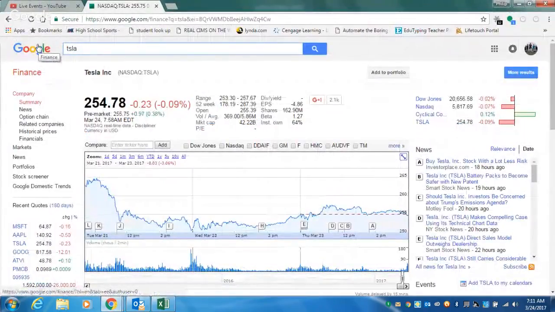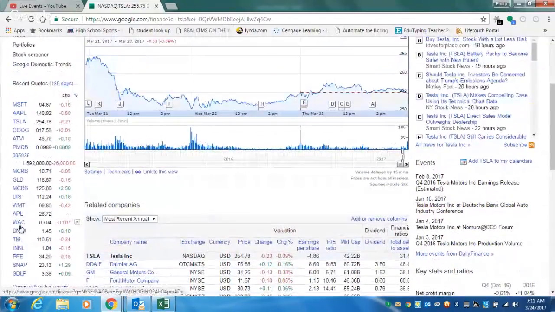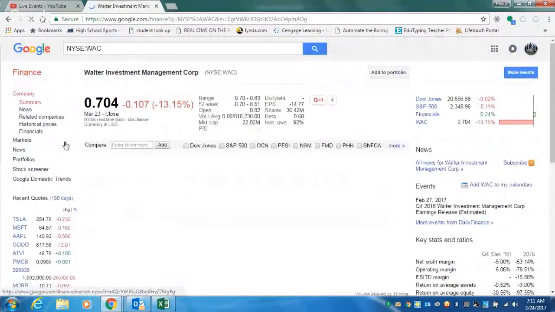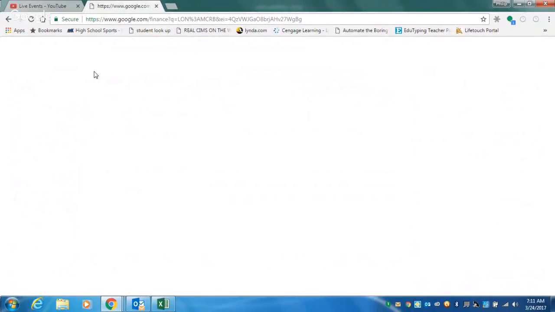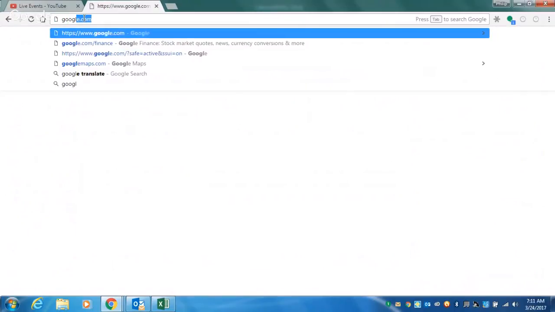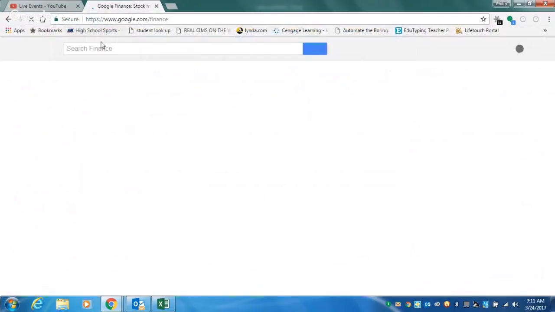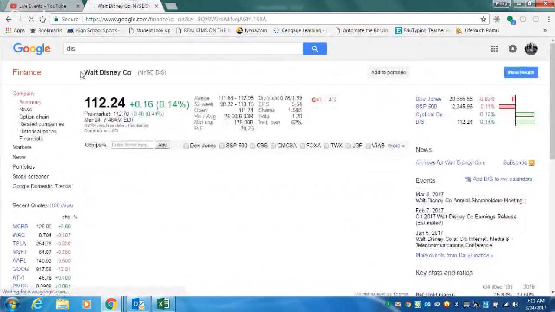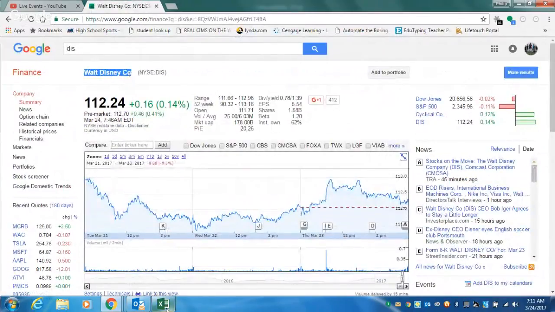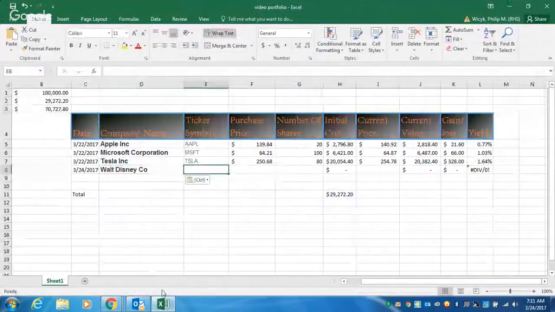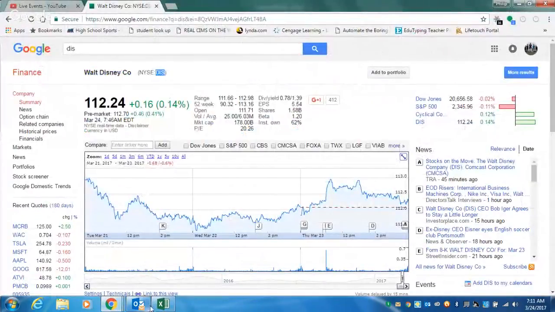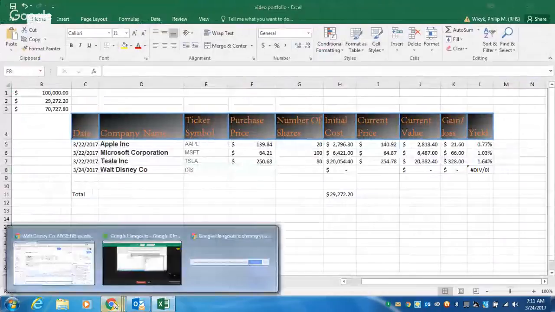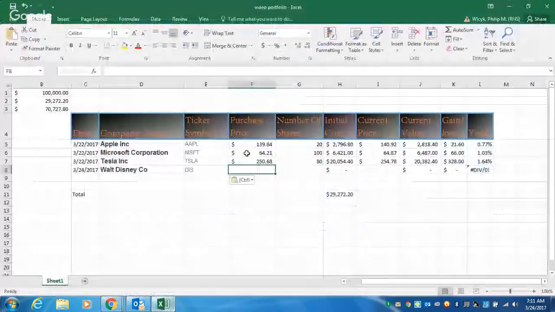Let's see if I have any over here. Let's get one that we all know. There we go. Whoops, Disney. We'll use Disney as the next example. All right, let's copy Walt Disney Company, and then let's grab its ticker symbol. Purchase price is going to be $112.24.